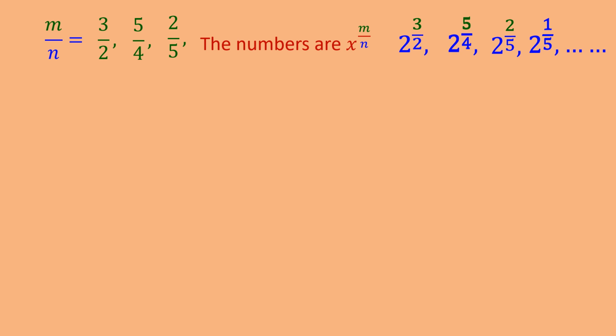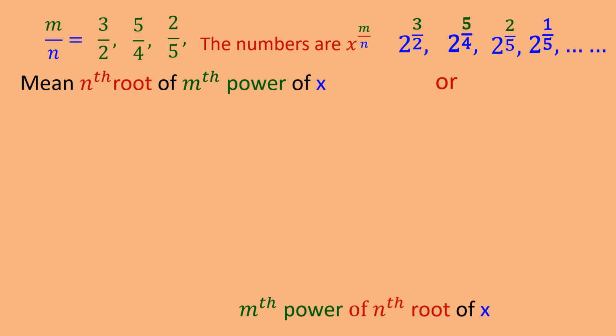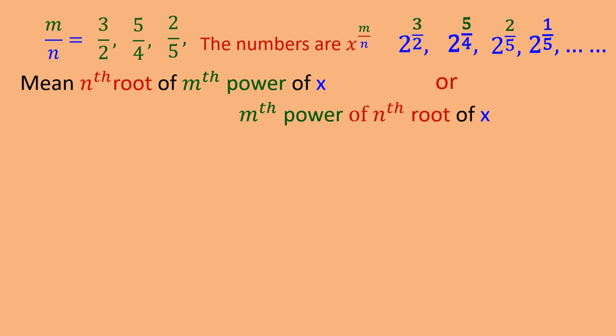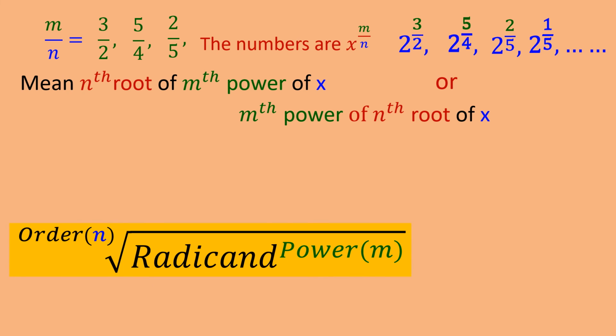So how can you say the second one? Square root of 2 raised to 3. The next one, fourth root of 2 raised to 5. Fifth root of 2 raised to 2. Then fifth root of 2 raised to 1. The same thing in a more proper way means nth root of the mth power of x. How will you write it down? See here, or the mth power of the nth root of x, which can be written again.